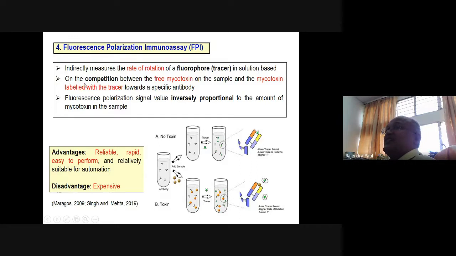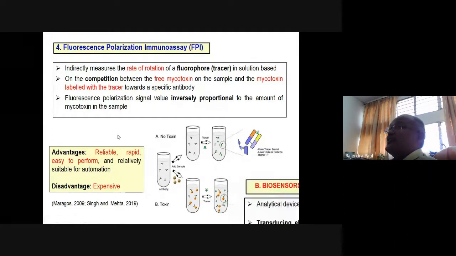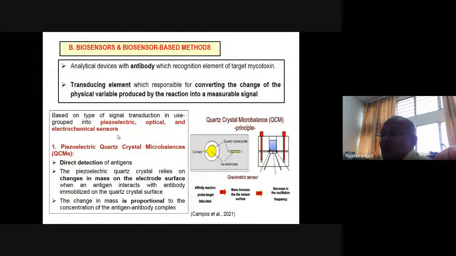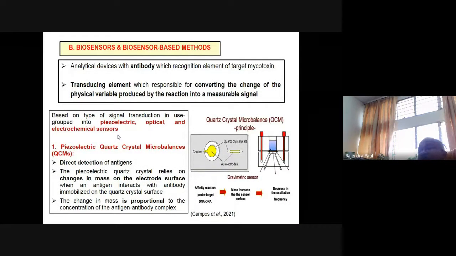And the fluorescence polarization signal value is inversely proportional to the amount of mycotoxin present in the sample, and we can identify it. This method is reliable, rapid, and easy to perform. The disadvantage is that it is more expensive, and a lot of research is going on to cut the cost of this technique.